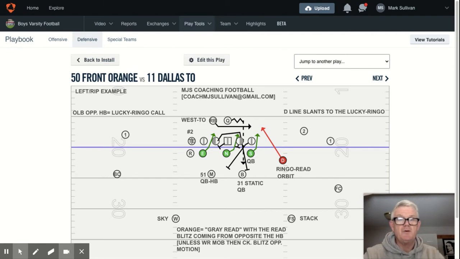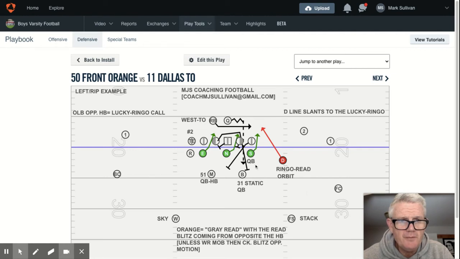Again, please see my gray read in the RPO coverages playlist. This is also in the same playlist, but to get the particulars on the coverage, because I just want to focus right now on how we execute orange. The beautiful thing is they already know gray read. Gray read is just a tweak of gray, and gray being gray 4, that's our base coverage. So we're not really teaching a lot of new things here.